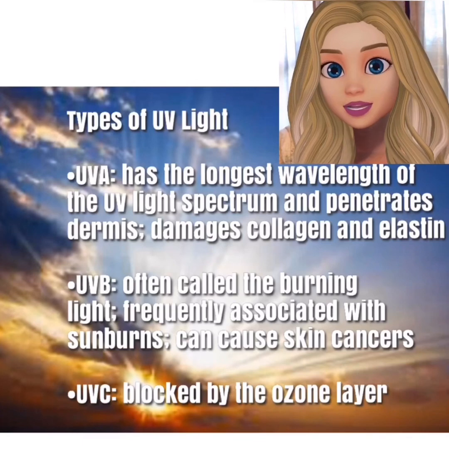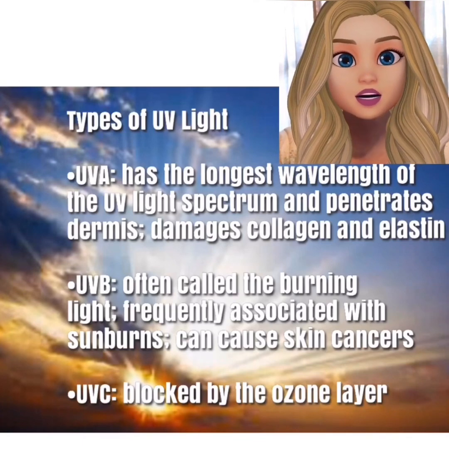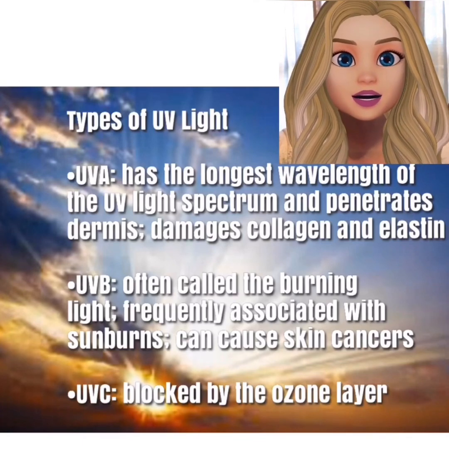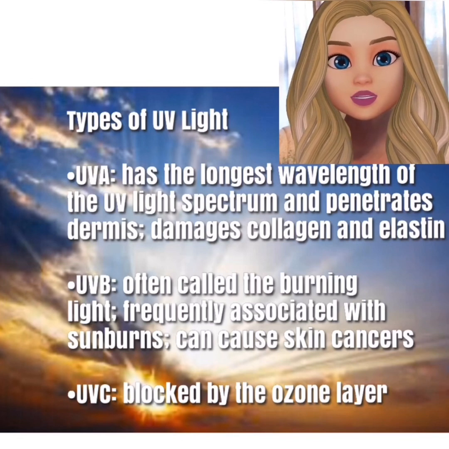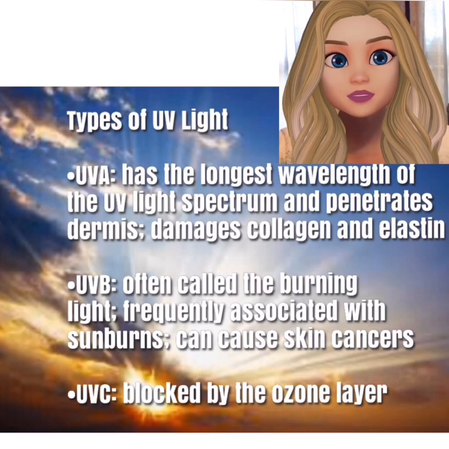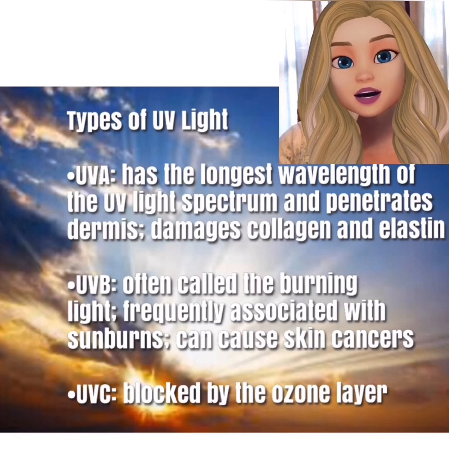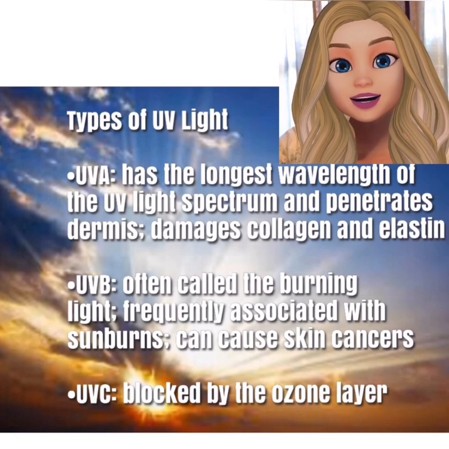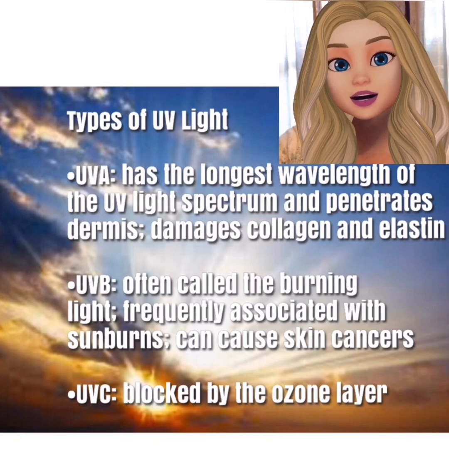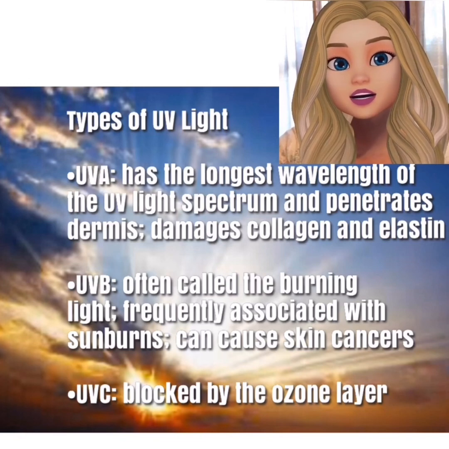There are three types of UV light. The first being ultraviolet A. UVA light has the longest wavelength of the UV light spectrum and penetrates directly into the dermis of the skin, damaging the collagen and elastin. UVA light is often used in tanning beds.